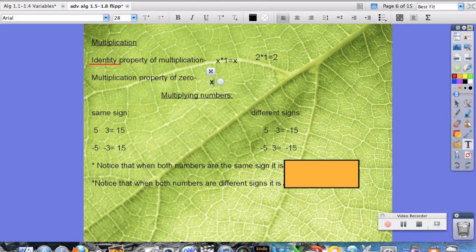Multiplication property of 0 is quite easy. It says we're multiplying with a 0, and that would obviously be equal to 0. Just like 2 times 0 equals, surprise, surprise, 0.